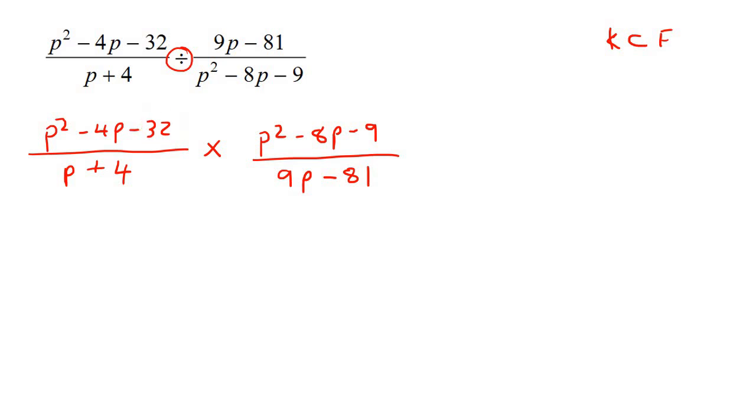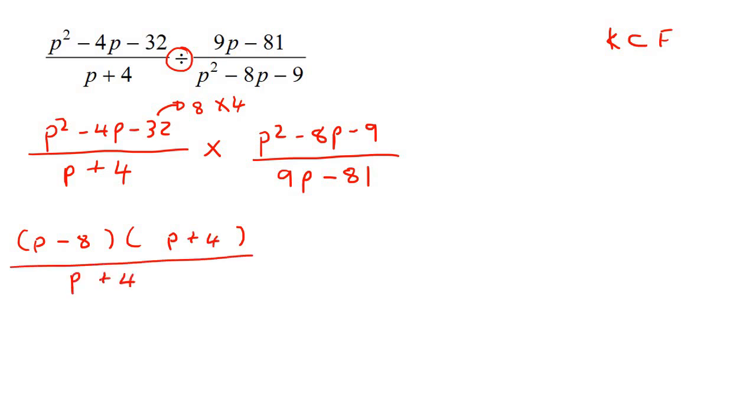So 32 is the same as 8 times 4. Yes, you can say 2 times 16 and those types of things, but that's never going to give us the trinomial that we want. Okay, so we could say b take away 8 and b add 4. At the bottom we can't do anything there. In the top right over here we could factorize that one as p take away 9, p add 1.